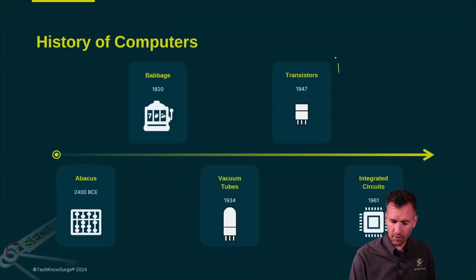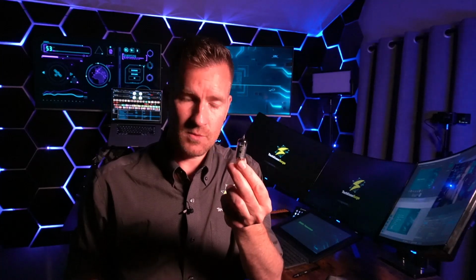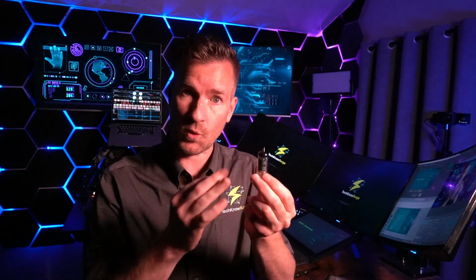And then in 1947, we started using transistors. So here's that vacuum tube that we looked at, and here's a transistor. And there's a couple real key differences with this. Number one is just the size. This is quite a bit smaller, and remember the vacuum tubes were quite a bit bigger.